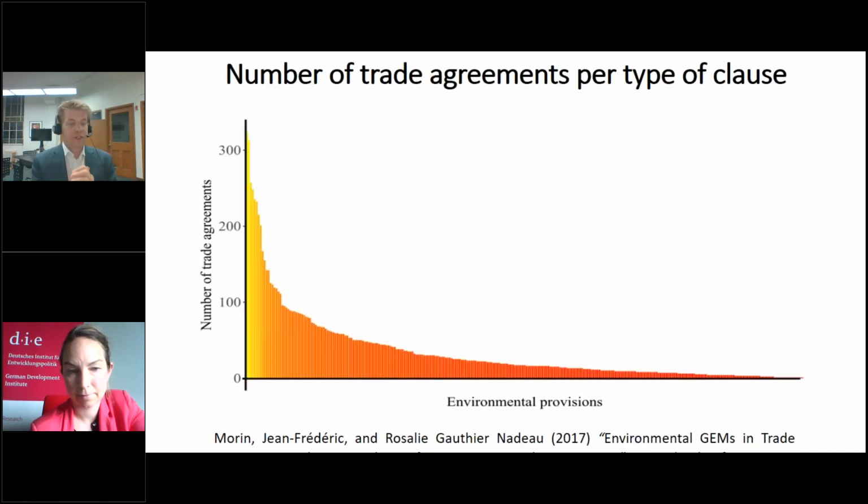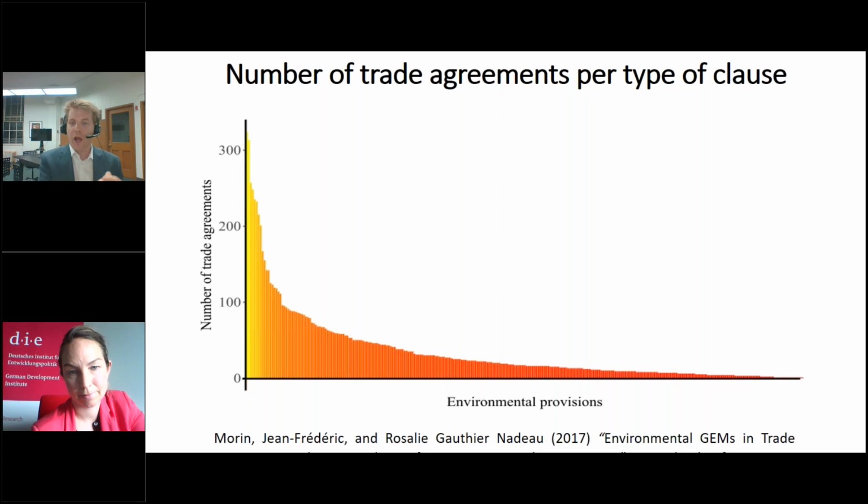But it's not that there's no interesting provision. Some provisions, including on climate, are very interesting. It's just that some of them have not been replicated and reproduced many times. On this graph here, every line is a different environmental provision, and you can see on the left-hand side of the graph, some of them are the blockbusters of trade negotiation, if you want. They've been replicated hundreds of times.